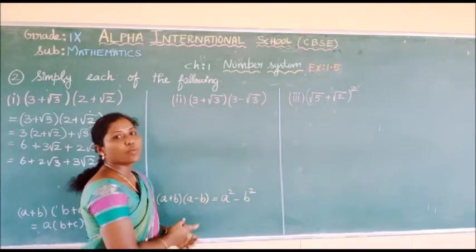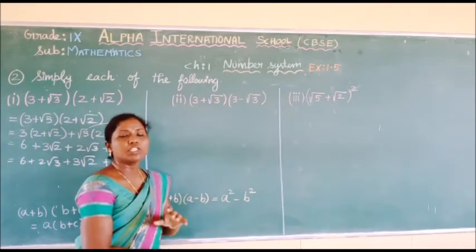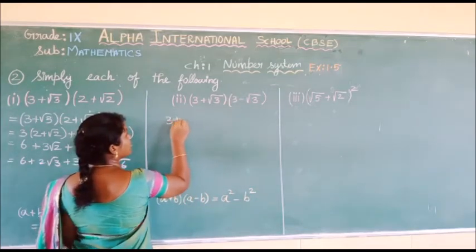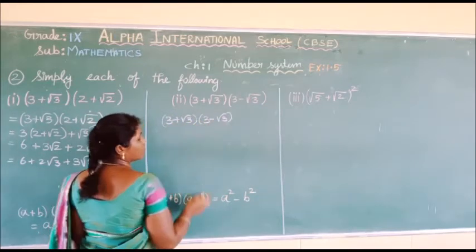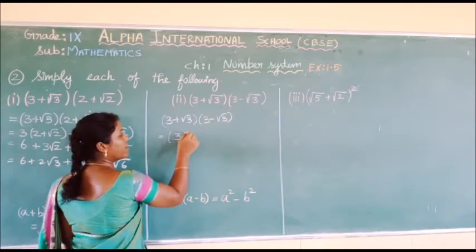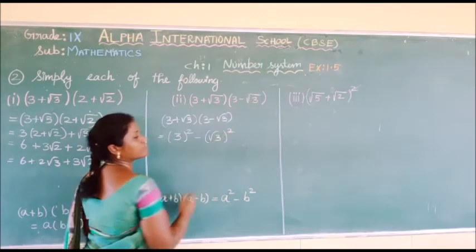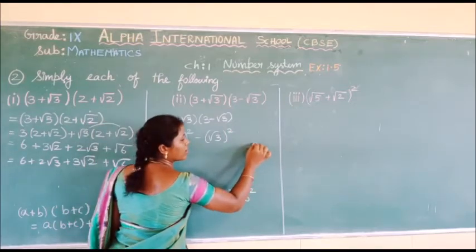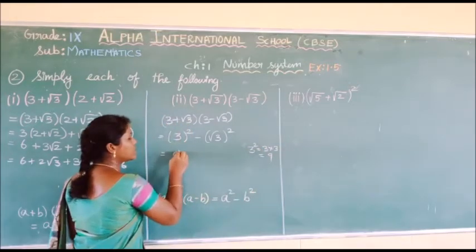So here in the place of a, what do we have? 3, and in the place of b we have root 3. Just using the identity we are going to solve. So 3 plus root 3 into 3 minus root 3. If you use this identity, a square minus b square, that is a square is 3 square, and b square is root 3 the whole square. 3 square is 3 into 3, the answer is 9. So it is 9.